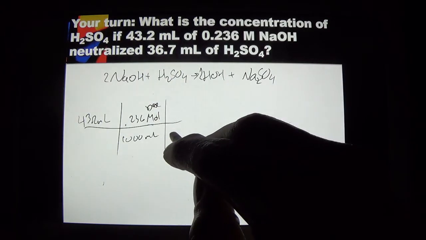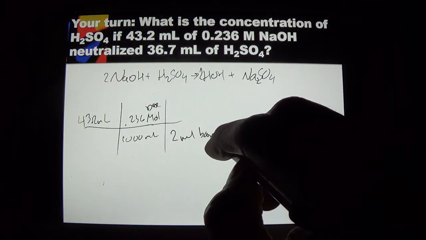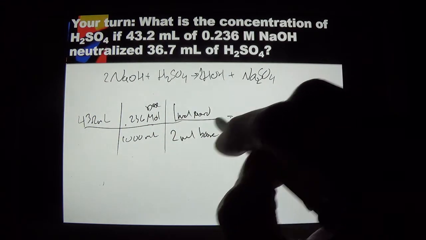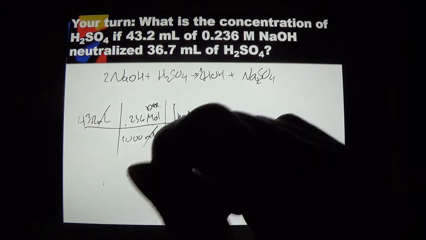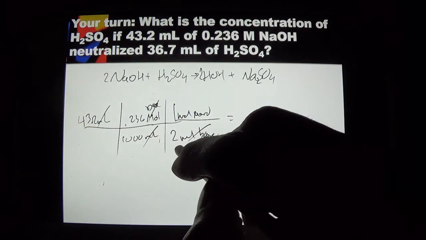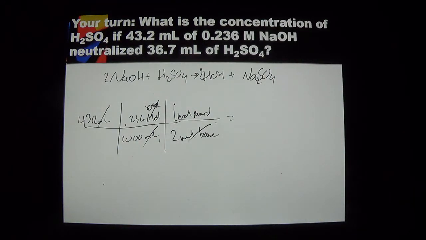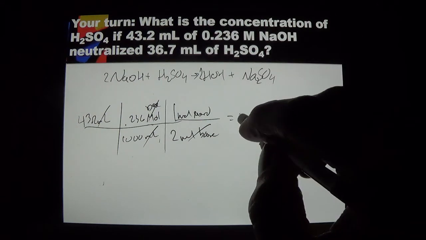And for my balanced equation, 2 moles of base will neutralize 1 mole of acid. So now milliliters are canceling milliliters, and moles of base is going to cancel moles of base, and I get moles of acid. And it is that ever fun, popular calculation time. Yay! So, being careful to read my own writing, 43.2 divided by 1,000 and times a 236 that was, and dividing by 2.